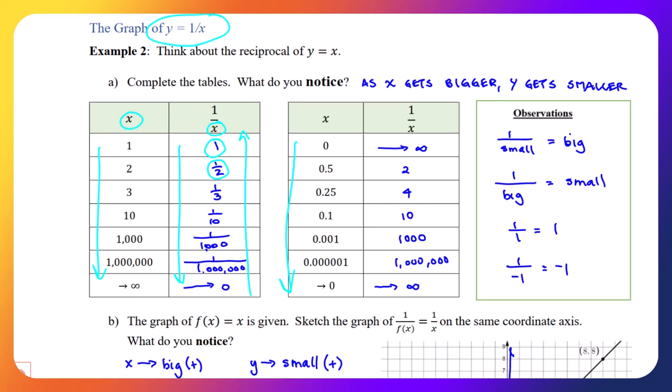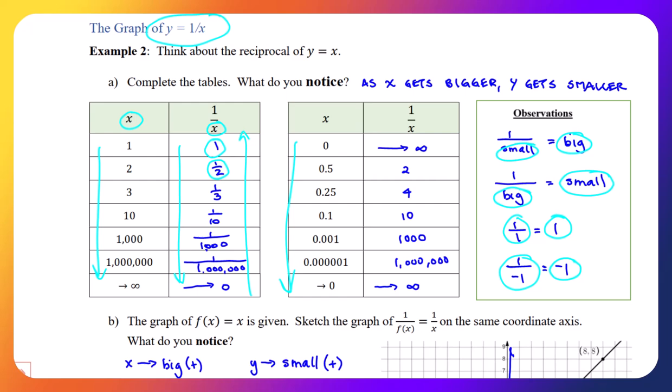In both cases, 1 over a small number is big, and 1 over a big number is small. 1 over 1 is 1. 1 over negative 1 is negative 1.